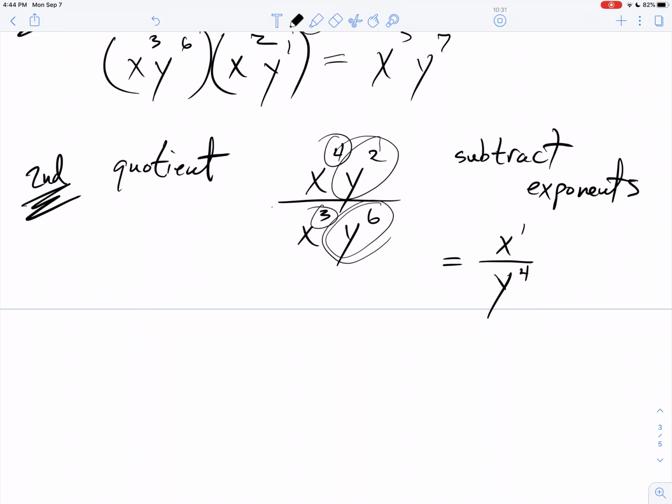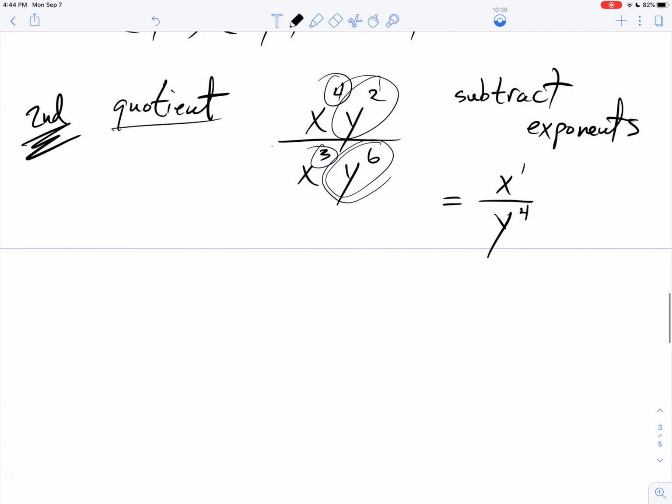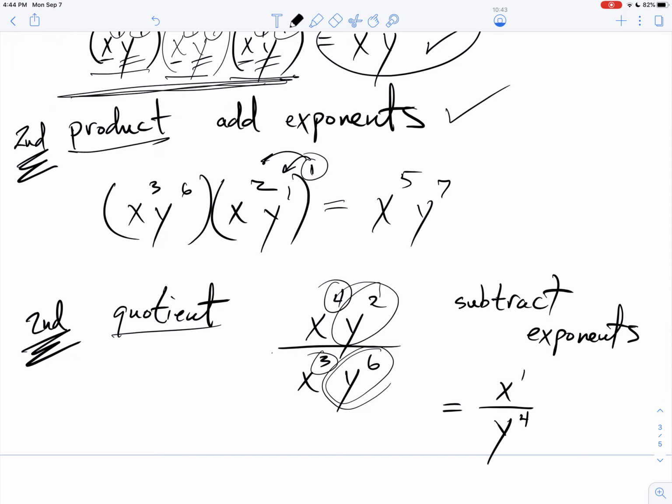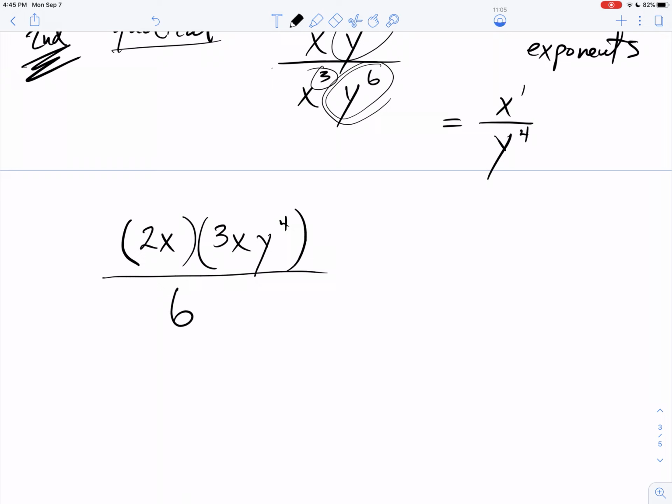Now, here's the deal with this. I said this could be second, or you could do this second. Guess what? There's one more rule we have, but I don't want to get there yet. I want to just kind of play with these two for one more example before I go into the second thing. But let's suppose I gave you something like this, and I said, let's throw a number in this one this time. 2x times 3xy^4 over 6xy^5.